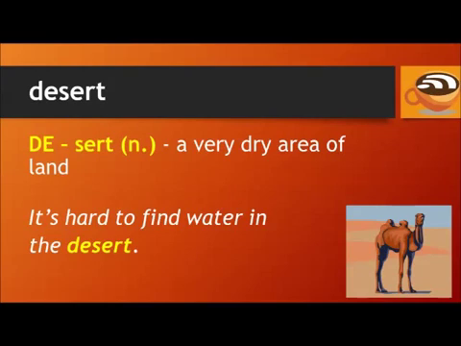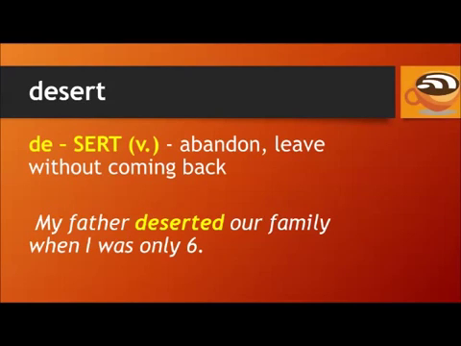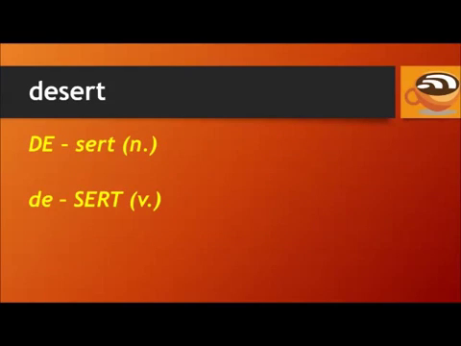Next we have a very common one, desert and desert. A desert is a very dry area of land. For example, it's hard to find water in the desert. Desert, spelled with one S, not two, is a verb, meaning to abandon, to leave without coming back. For example, my father deserted our family when I was only 6. Desert. Desert.